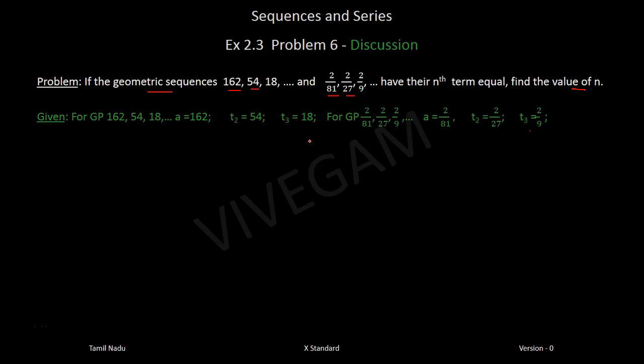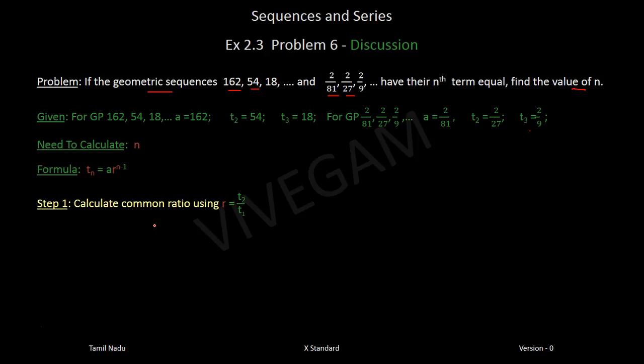We are asked to calculate the value of n. So what's the typical formula? Tn equals a times r to the power of n minus 1. You first have to find r, then substitute those values and get Tn in terms of n minus 1. Similarly, find that for the second series, equate them and solve for n. That's all it is.